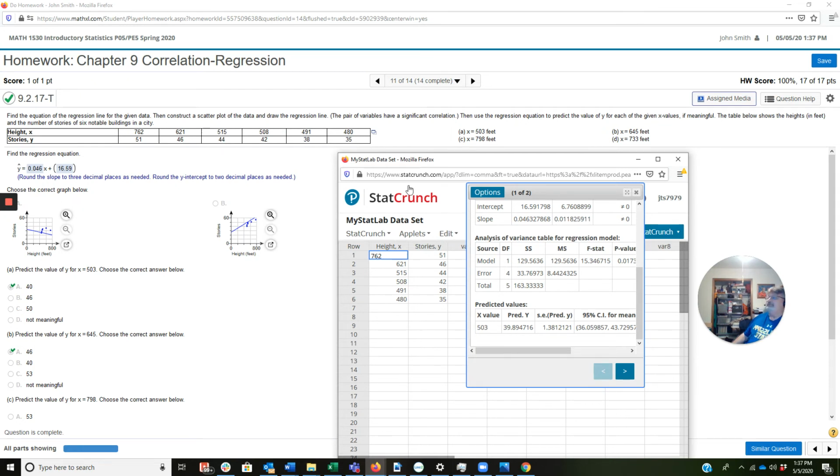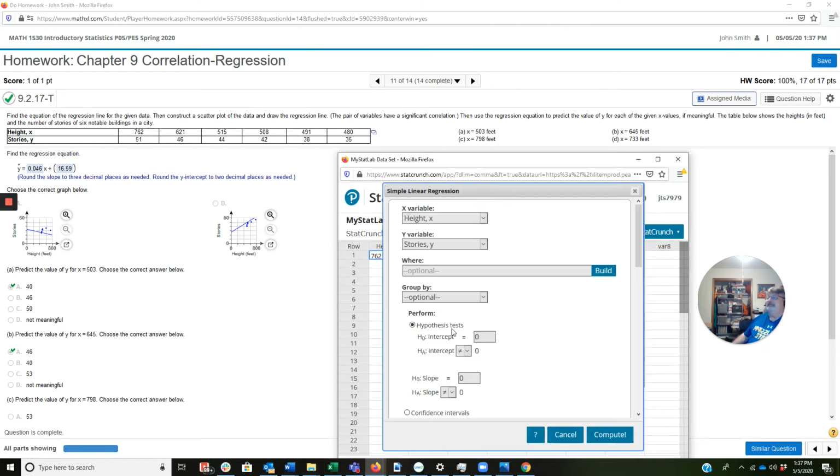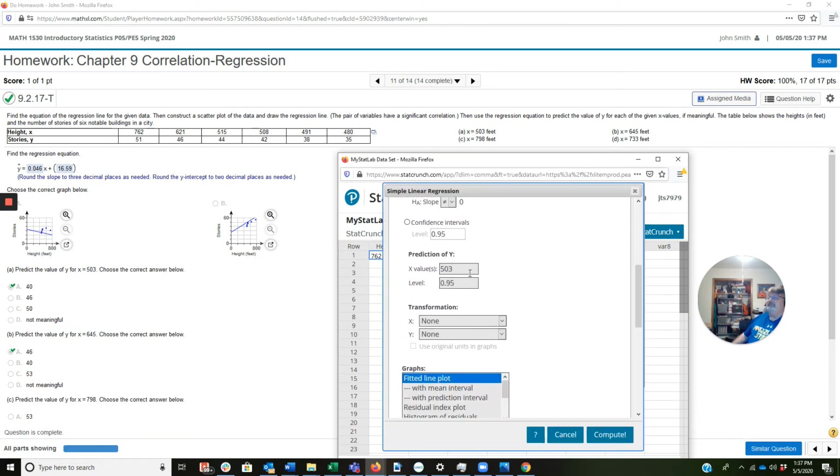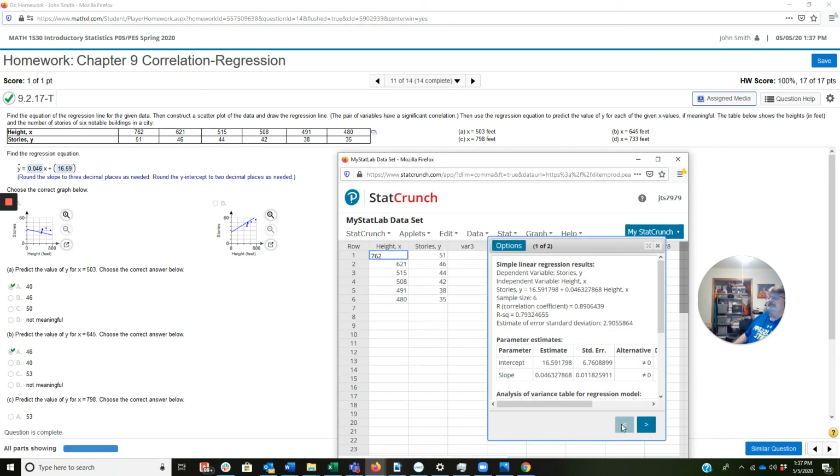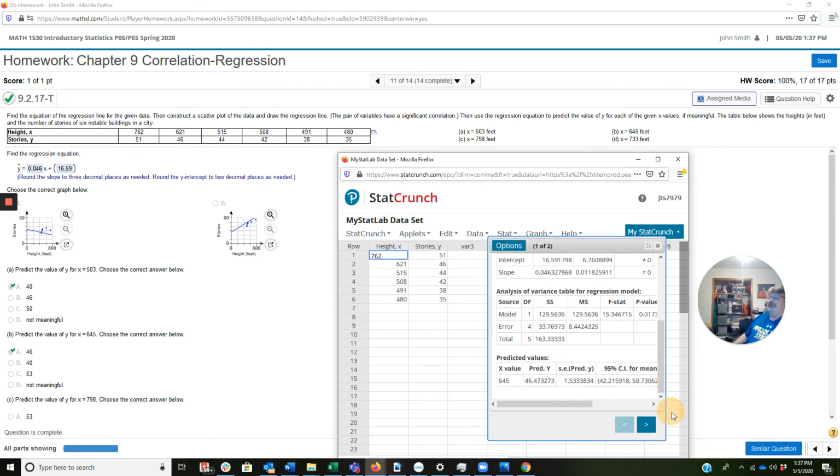Well, now they want me to do 645. All I have to do is click this options button, edit. I don't need to change anything up there. I'm just going to change this from 503 to 645, and I'm going to click compute. And again, I'll scroll down. And now I have 46.4, which is, now remember, we can't have part of a story, can we?